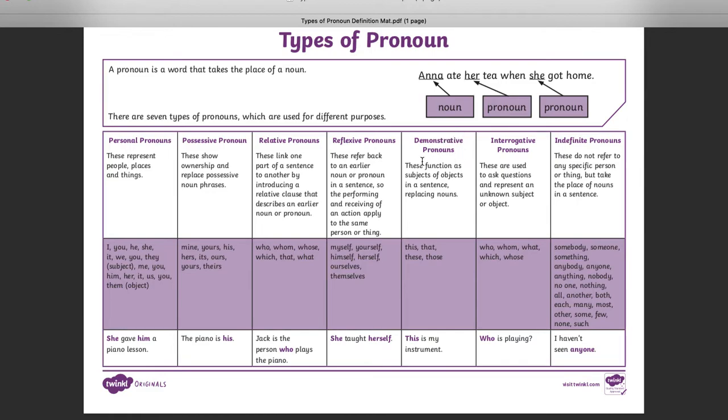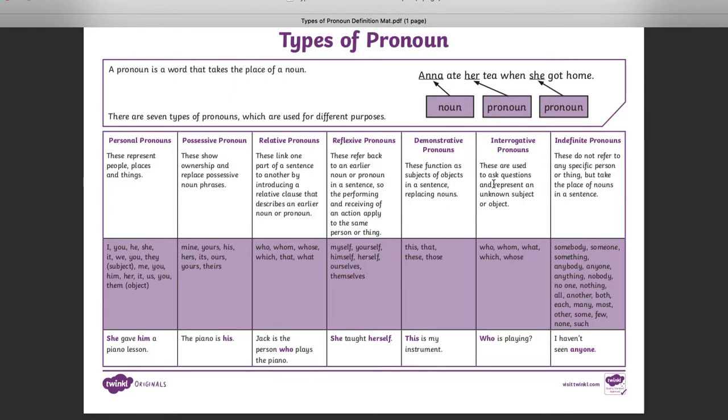Demonstrative pronouns. These function as subjects or objects in a sentence, replacing nouns. So, this is my instrument. Those are my shoes. That is my hat. So that's a demonstrative pronoun.